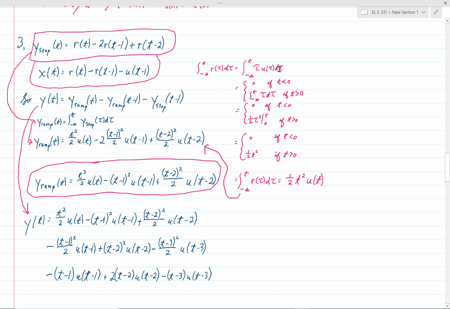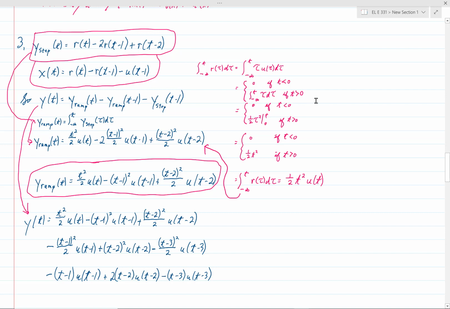which is the integral, as we said, r of tau is the same thing as tau times u of tau. And so we can say that this integral is going to be equal to 0 if t is less than 0, because the reason we say that is that if t is less than 0, then we're only integrating over negative values of tau, and u of tau is always 0 if tau is less than 0, and so the whole integral will go away. So that's why we can say that if t is less than 0, this is simply equal to 0.